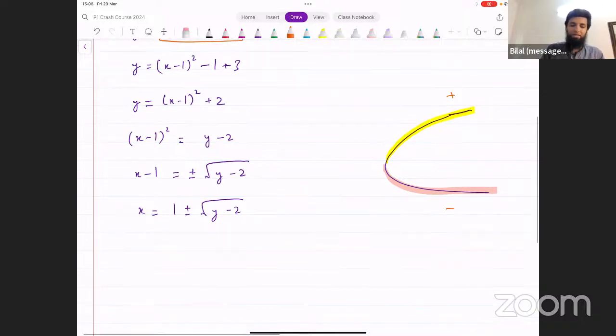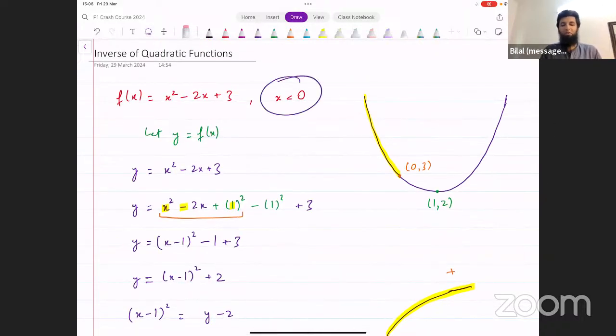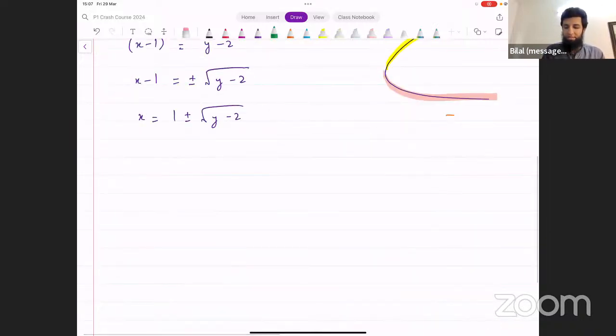Now, how are you going to decide that? Using the domain of this function. Now, we have made x the subject. And we are given in the question that x is supposed to be less than 0. That's what we're given in the question. The question says x is less than 0.